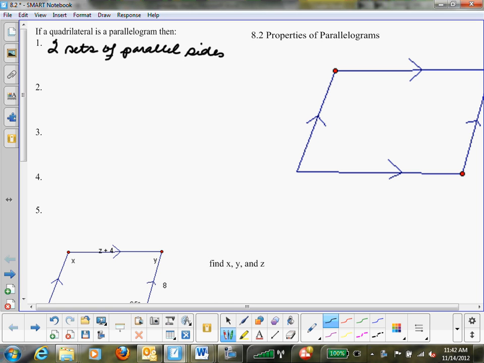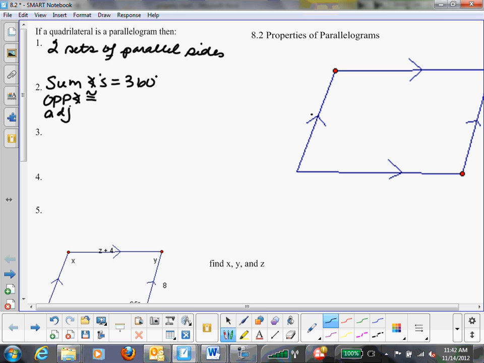Okay, so two sets of parallel sides, and I'm showing you this on your picture. The next thing, the sum of the angles will equal 360 degrees. And when we're talking about the angles, then we know that the opposite angles are going to be congruent. All right, and adjacent angles equal 180 degrees.